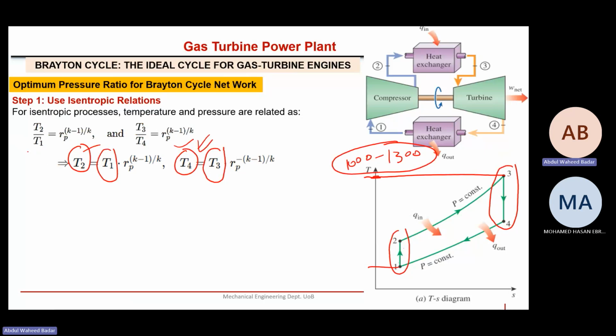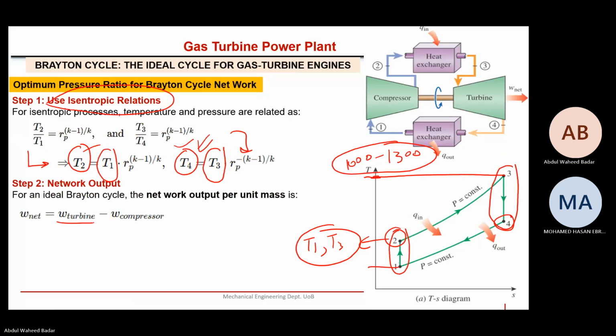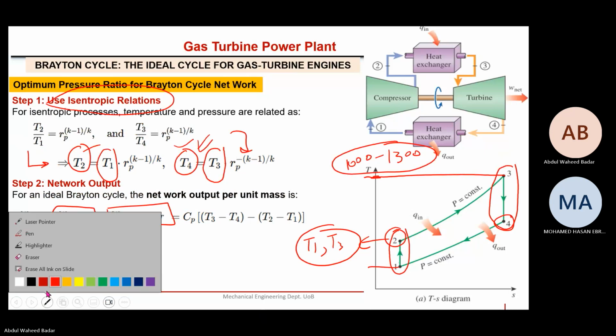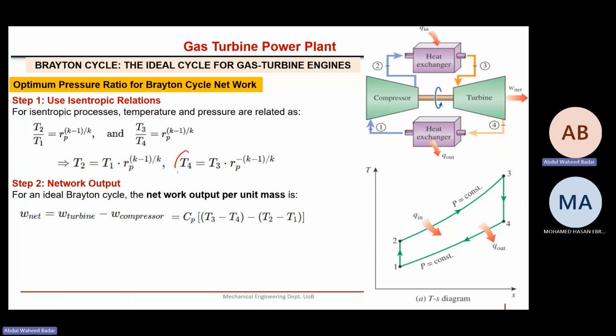Okay, so this step is clear. Using isentropic correlations, we have written T2 and T4 in terms of T1 and T3, and of course the pressure ratio and the exponent (k minus 1) by k. Now, what is the net work output? That's work of turbine minus work of compressor: Cp (T3 minus T4) minus Cp (T2 minus T1). Here again, I'm assuming the same Cp for both processes. Now replace this T4 and T2 in this equation.